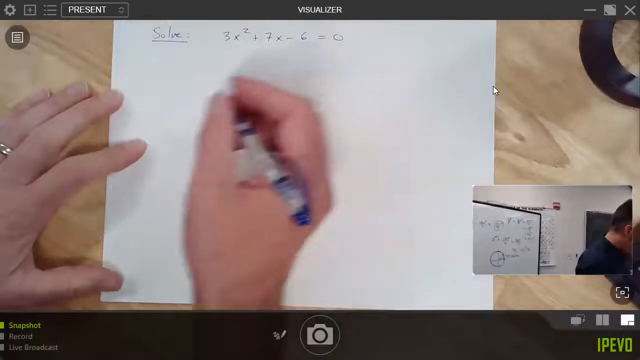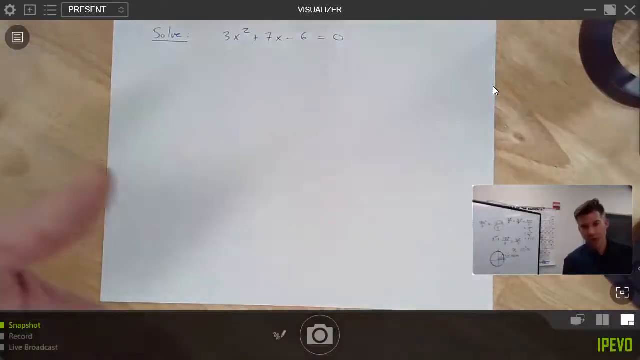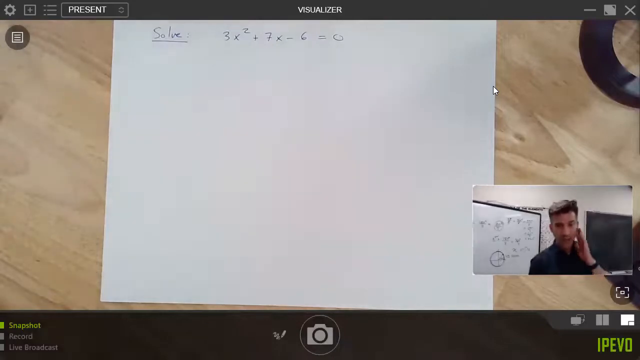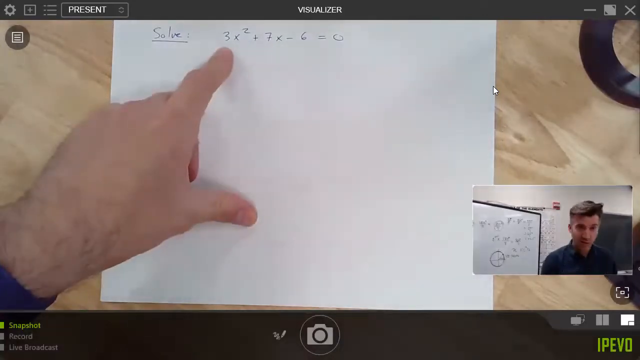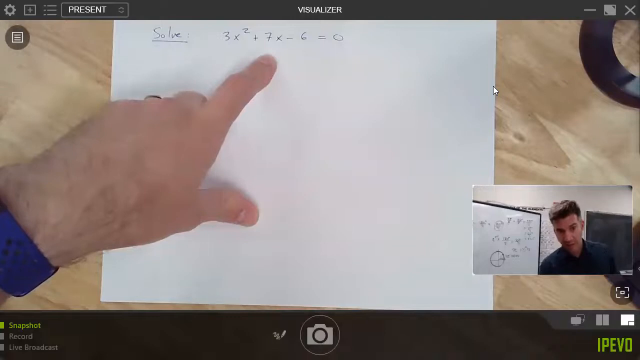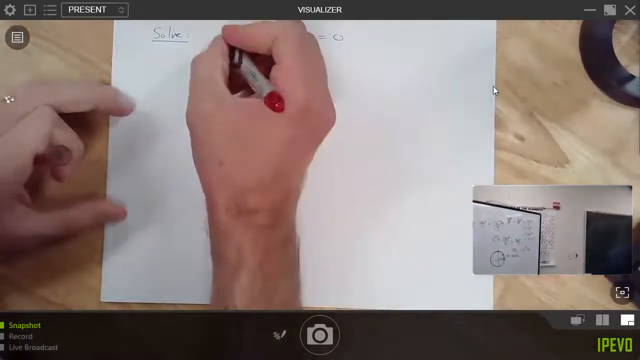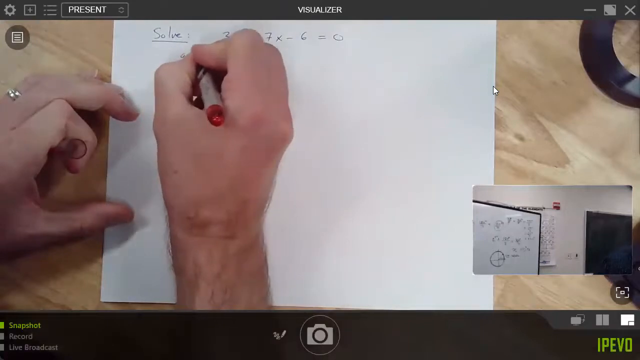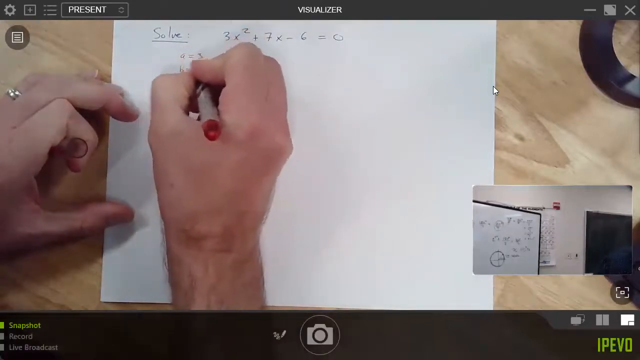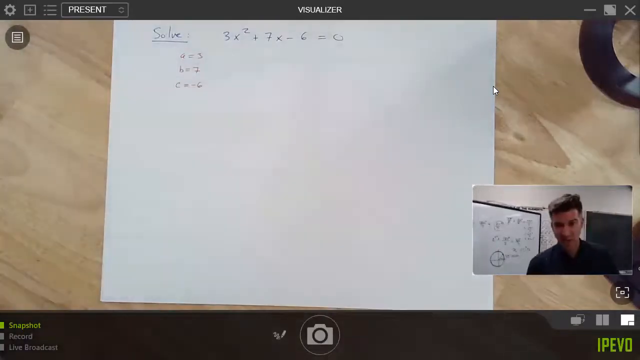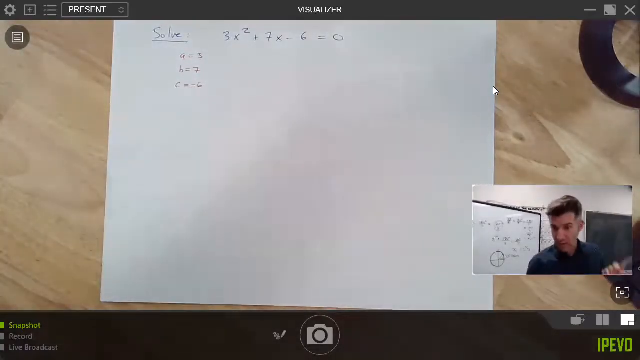So here, I'm going to write that. Whenever I'm writing this down, I'm always thinking of the coefficient of x squared as a, the coefficient of x as b, and the constant term as c. So I'm really thinking of this as a equal to 3, b equal to 7, c equal to -6. Even if I'm not actually writing that down, my brain is always thinking that.